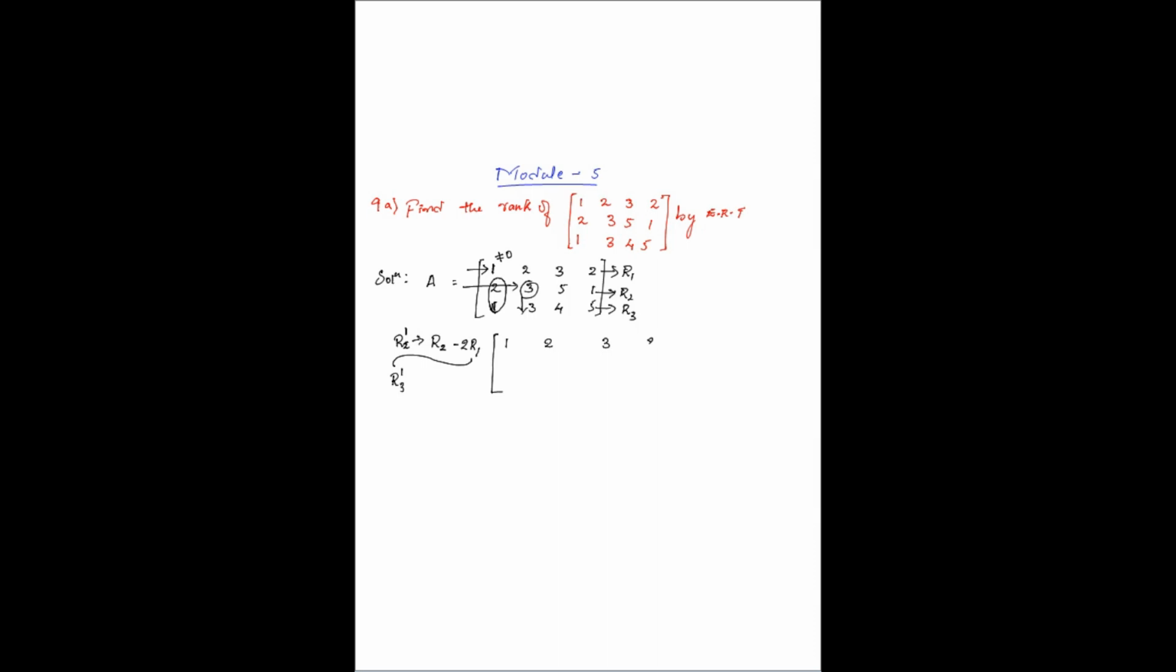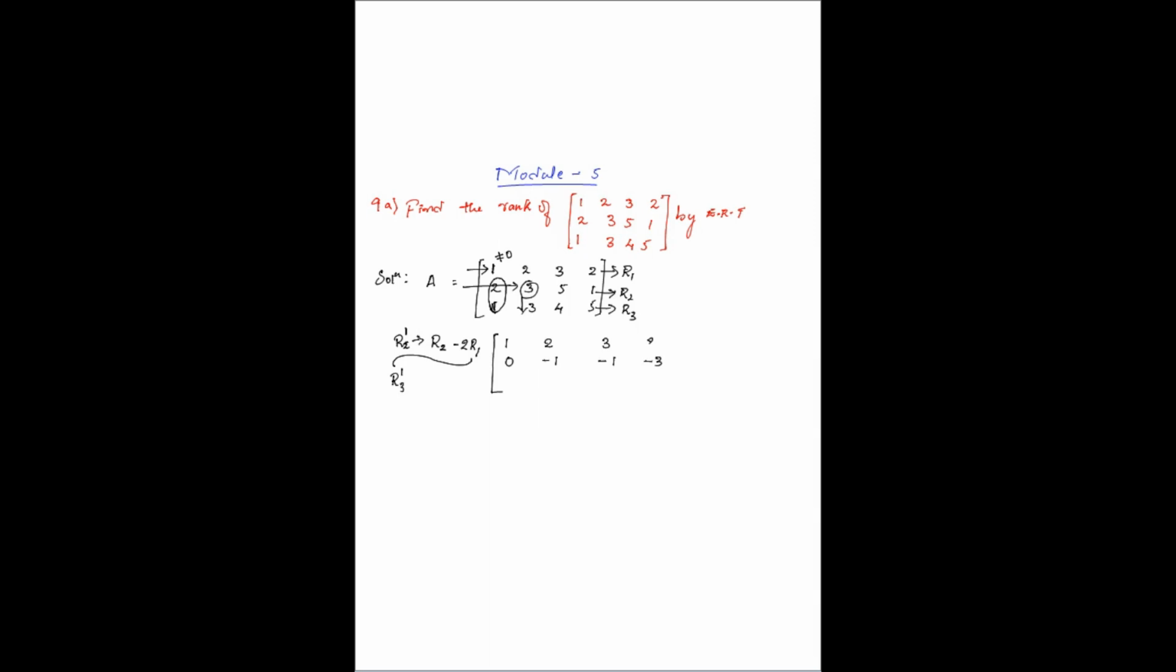Using R1, R1 is multiplied throughout by 2 and subtracted from R2. So 2 minus 2 becomes 0, 3 minus 4 becomes minus 1, 5 minus 6 becomes minus 1, 1 minus 4 becomes minus 3.